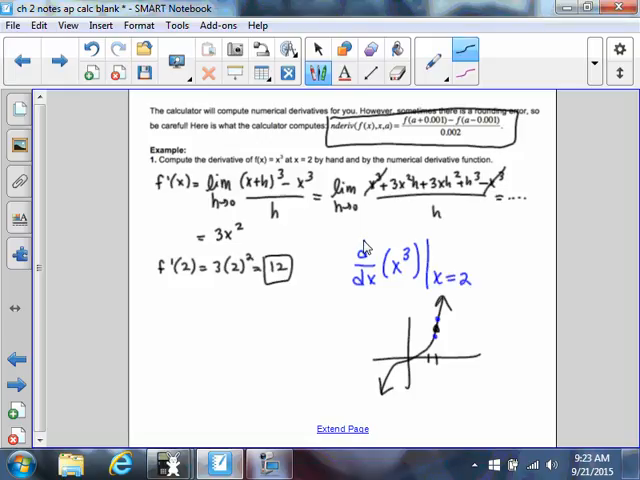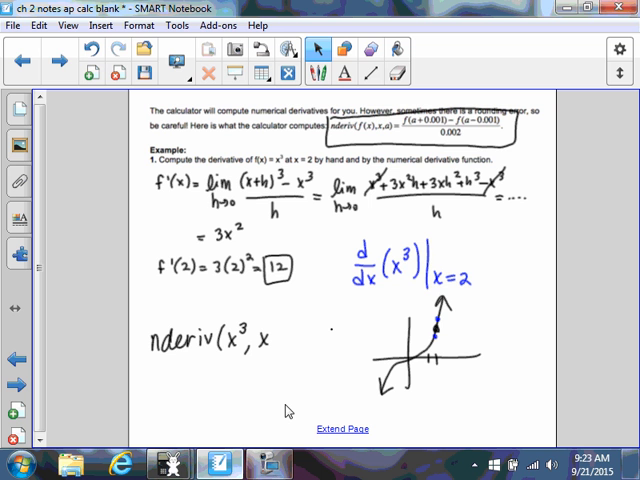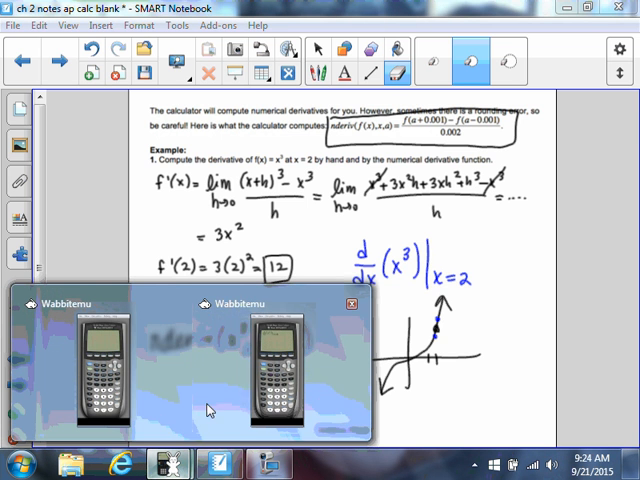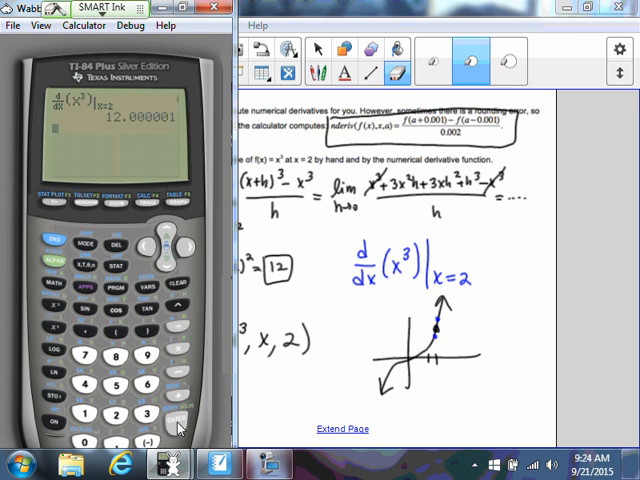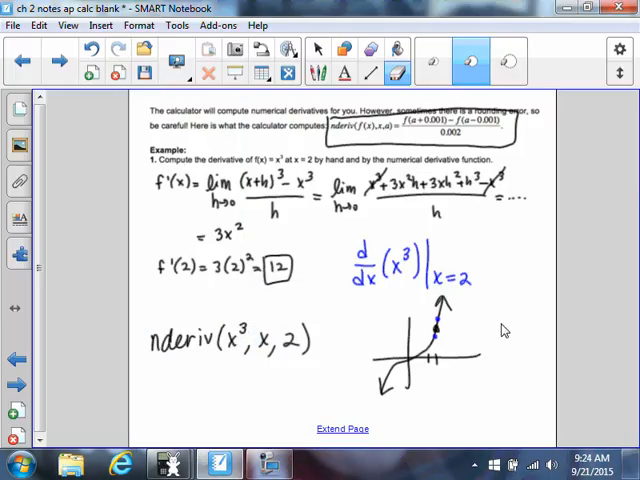Now, if you did not have that come up and it says nDeriv, how many of you guys have nDeriv? Yeah, a couple of you guys. It's going to look like nDeriv of the function x cubed, the derivative is taken in terms of x, at x equals 2. So you would put it in with commas. Either way, when you do this, I hit enter. See how I got 12.00001?